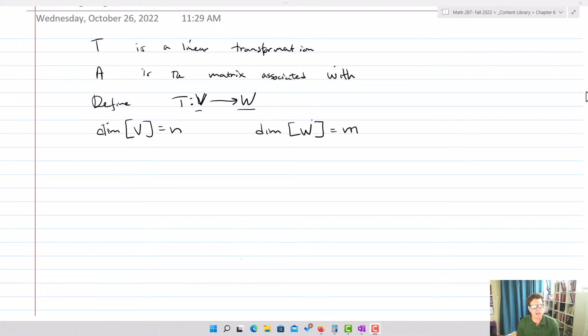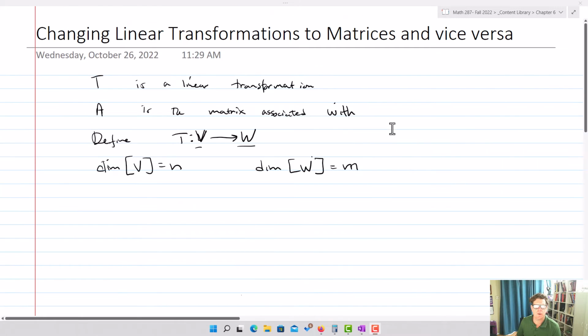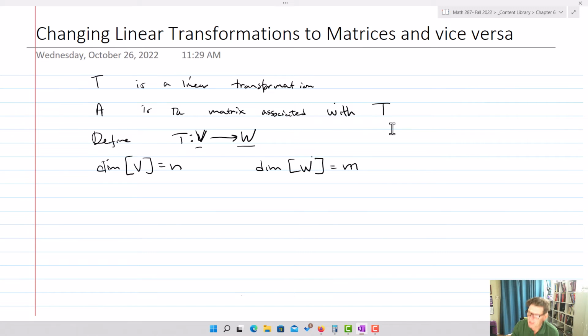All right, so what we're going to be looking at now is we're going to actually work to change a linear transformation to a matrix and vice versa. So we've got T, and T is a linear transformation, and A is going to be the matrix associated with T. Okay, so our goal here is to take a linear transformation, turn it into a matrix, and then take a matrix and turn it back into a linear transformation.